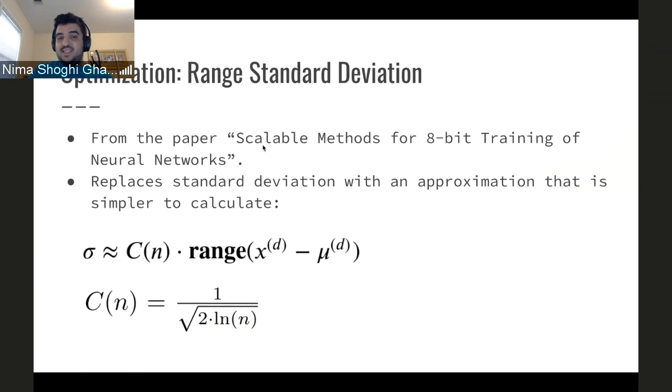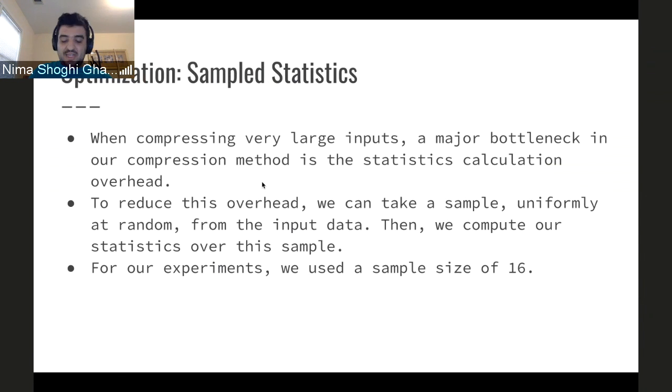There's a paper called Scalable Methods for 8-Bit Training of Neural Networks. They proposed an approximation for standard deviation called range standard deviation. And this is another optimization. They showed some bounds, but we'll see in the results this doesn't turn out really well for us. And finally, sampled statistics, where instead of taking the mean and standard deviation of the entire input, we just do it for, let's say, a sample size of 16.